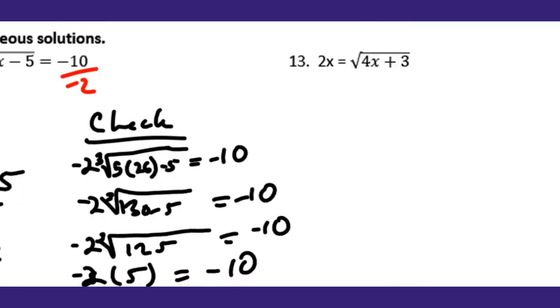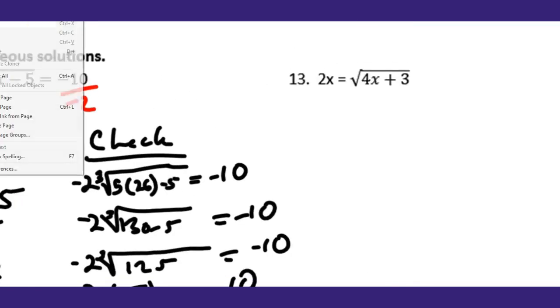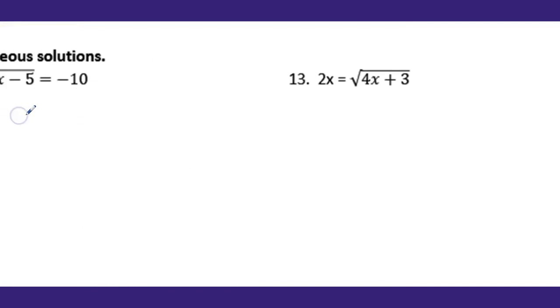Now let's look at the next example. Right here, you've got to isolate the radical, but there's nothing to isolate. So we're going to go ahead and square both sides. But when you square this left guy, square everything on the left. So that's going to be 4x squared. 2 squared is 4, and x raised to the power of 2 is x squared. And on the right, the square root and the square cancel, so we're left with 4x plus 3.